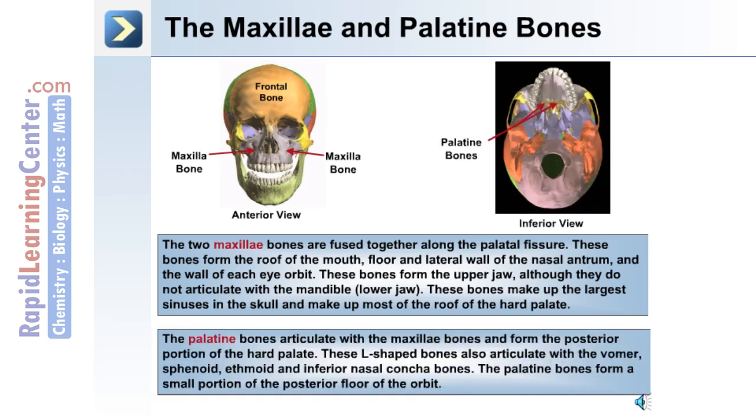In this inferior view, the palatine bones are visible. These bones articulate with the maxilla bones and form the posterior portion of the hard palate. These L-shaped bones also articulate with the vomer, sphenoid, ethmoid, and inferior nasal conchae bones. The palatine bones form a small portion of the posterior floor of the orbit.